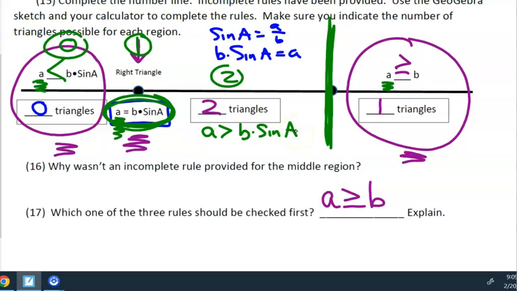But if you do the sine rule first, then you may have a conflict between these 2 rules. Because if a is greater than that, which is 2 triangles, at some point it's going to become 1 triangle, and you won't be able to determine that if you start with the sine rule. So that's why I suggest always start off with a is greater than or equal to b.